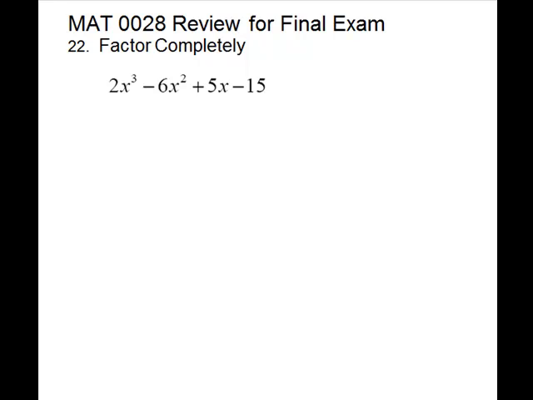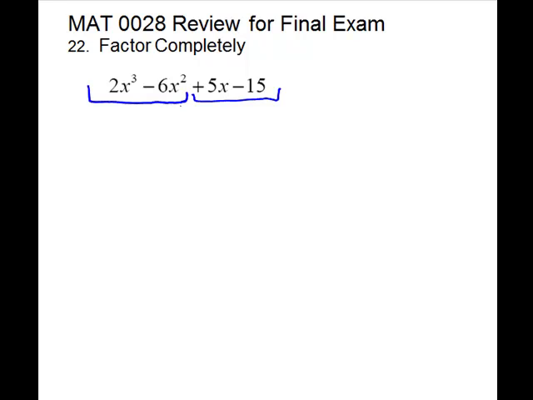Looking at some problems from the final exam review for MAT 0028. Problem 22 is a factor problem. It is 4 terms, so we're going to try factoring by grouping. So what we're going to do is split the problem up and make 2 groups out of it. And then in each group we're going to do GCF.